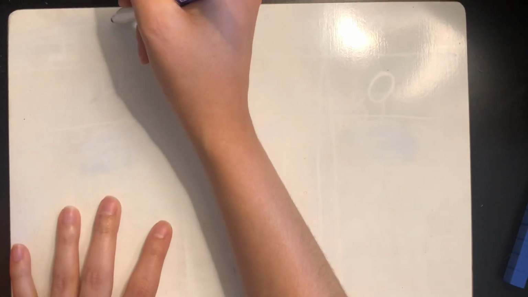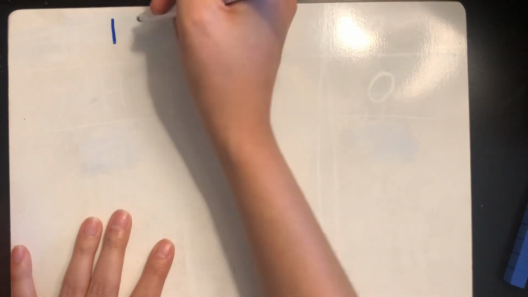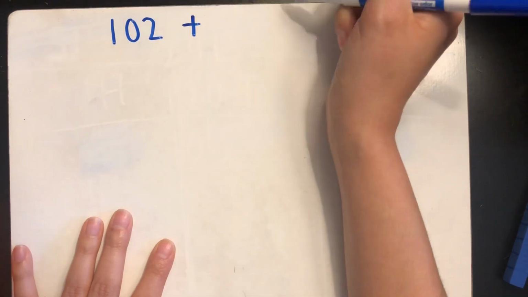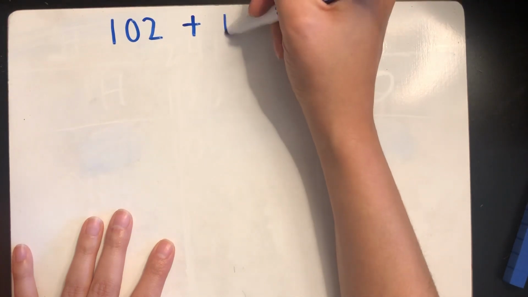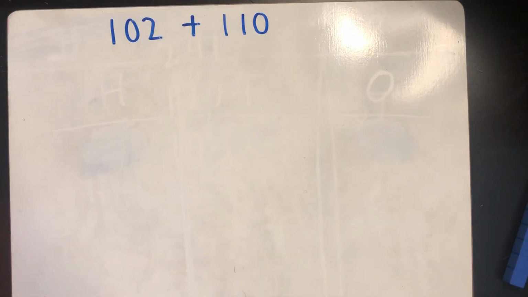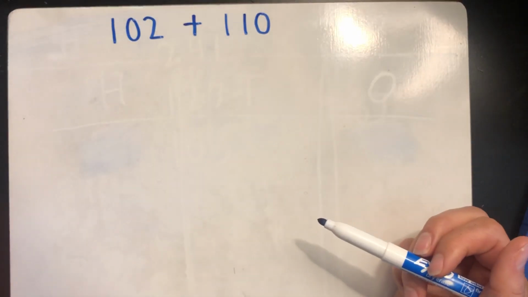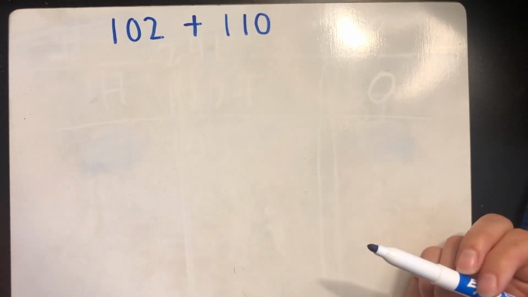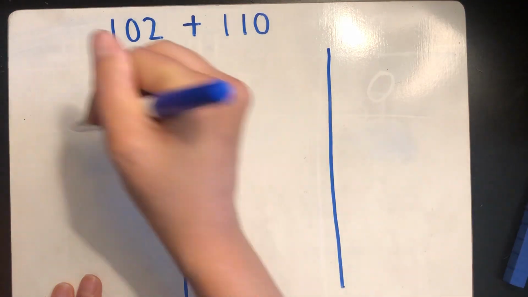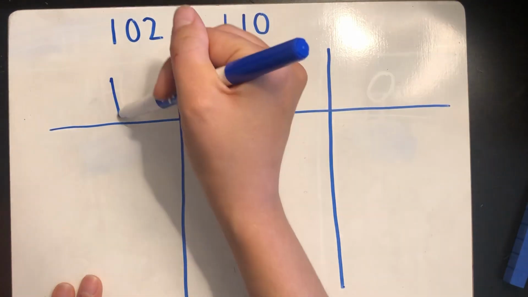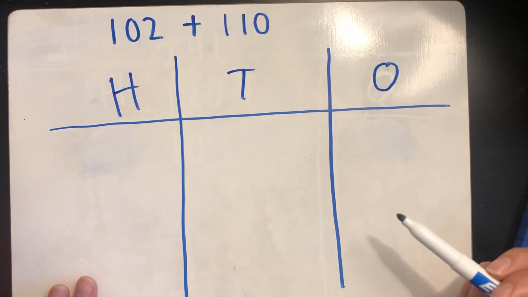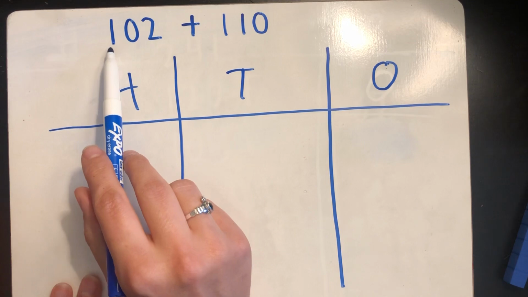Let's say I have the number 102 plus 110. Okay? My first step is to build those numbers. And a way to make sure that I can organize how I build these numbers is I'm going to make my chart like this. I have hundreds, tens, and ones.